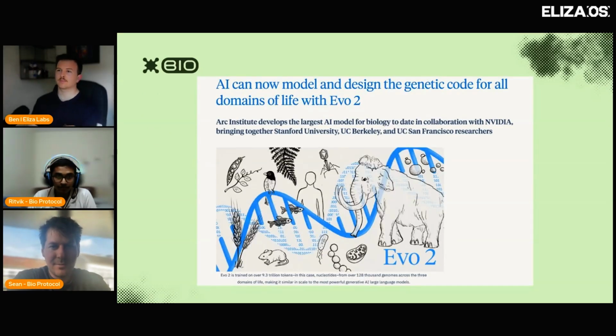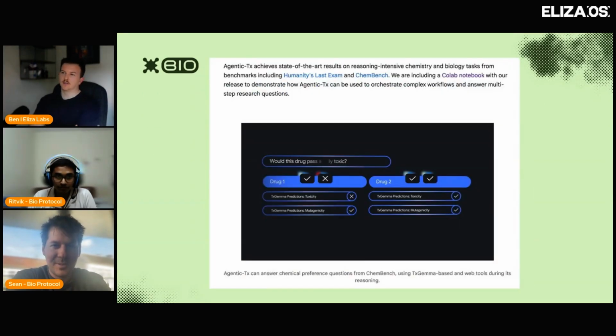So this is Evo 2 and TxGemma. It's now surpassing the state-of-the-art results on reasoning-intensive chemistry and biology tasks from these benchmarks. Before we get into the demo, the end result is creating the structure of how an agent can think.